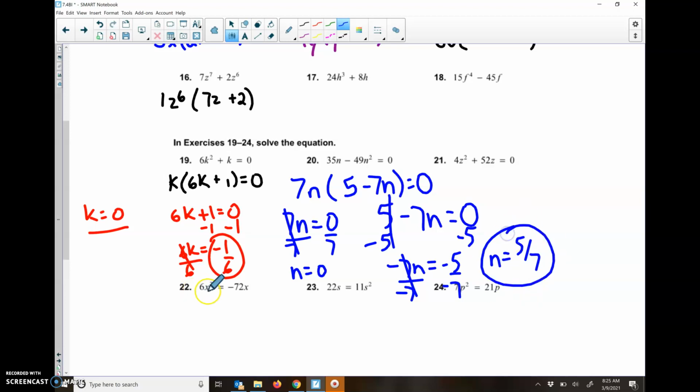And these other ones, they don't have an equal 0 there. So the only thing you have to do is just add whatever it is over there. So add 72x to each side. So then your new equation really just looks like 6x squared plus 72x equals 0. And then kind of the same thing: subtract 11s squared, and then subtract 21p so that it equals 0.